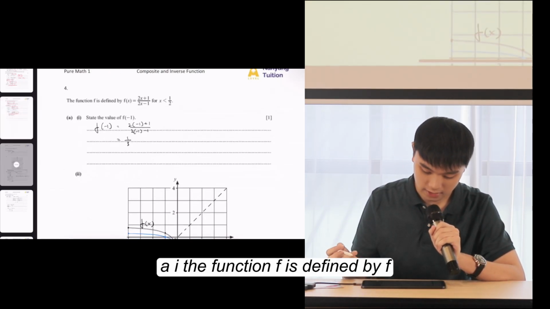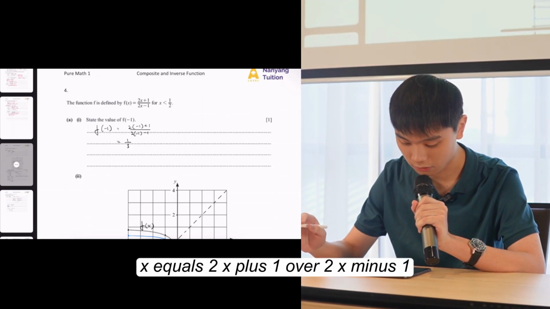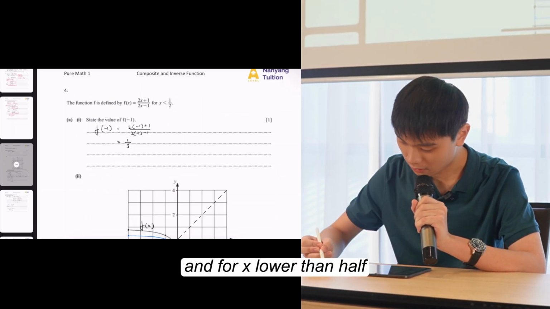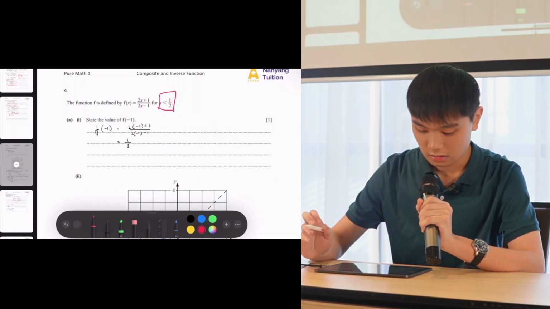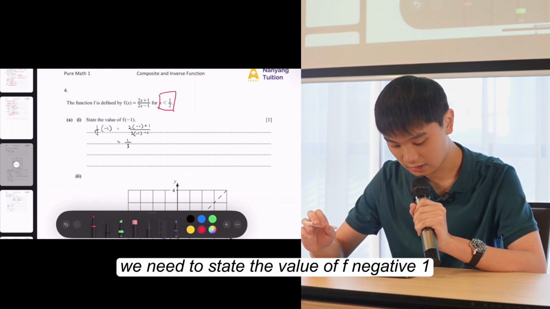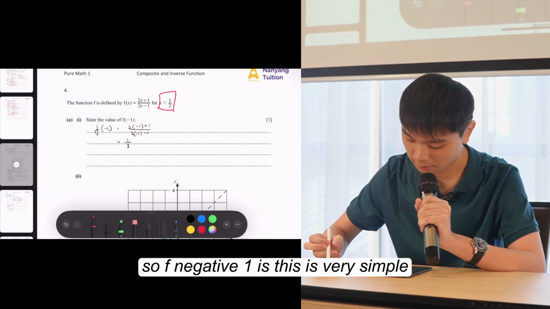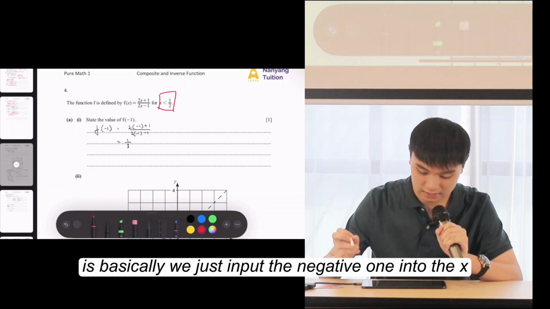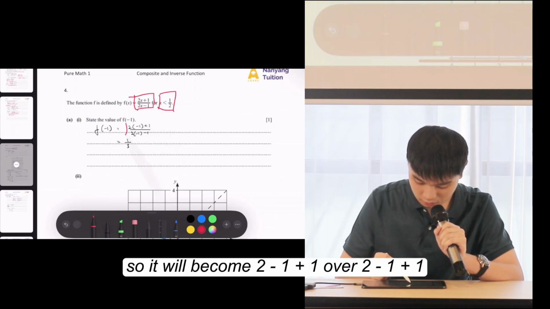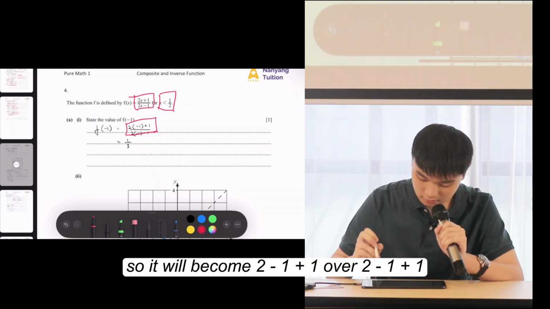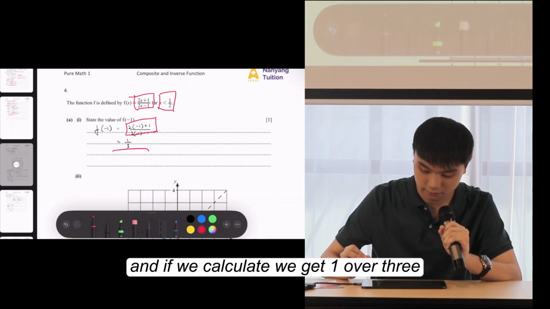Okay, so for number 4a(i), the function f is defined by f(x) equals 2x plus 1 over 2x minus 1, for x lower than half. So for the first question, we need to state the value of f negative 1. So f negative 1 is very simple. We just input the negative 1 into the x in this equation. So it will become 2 negative 1 plus 1 over 2 negative 1 plus 1. And if we calculate it, we get 1 over 3.